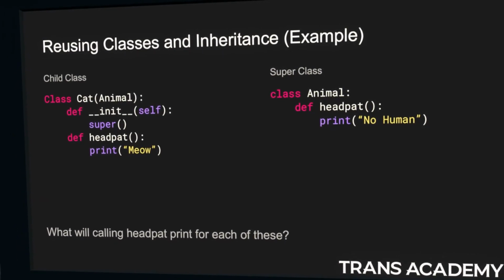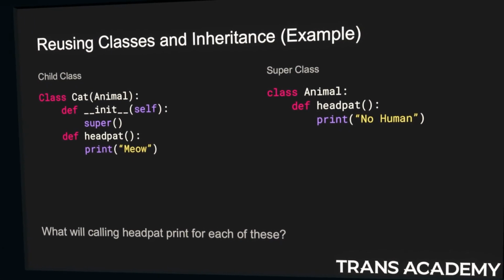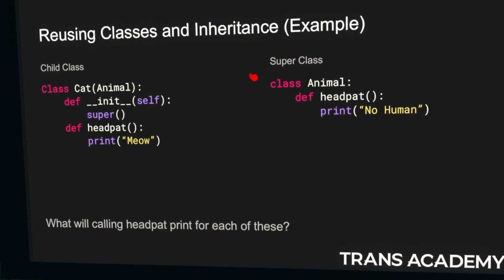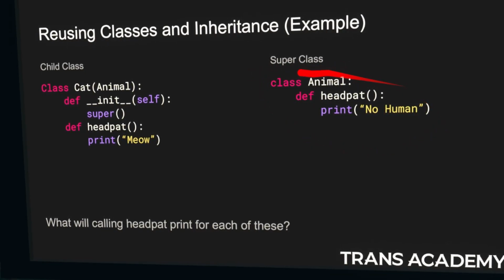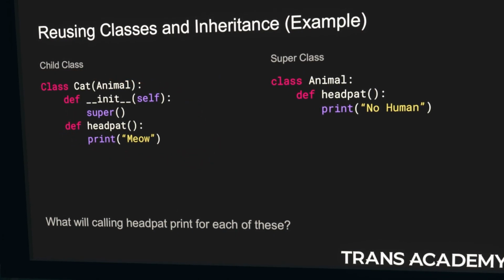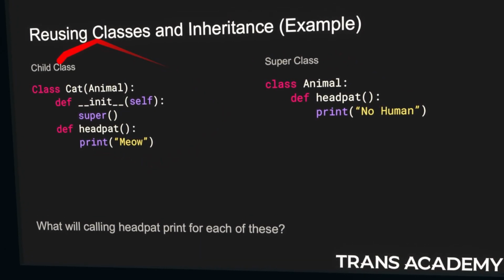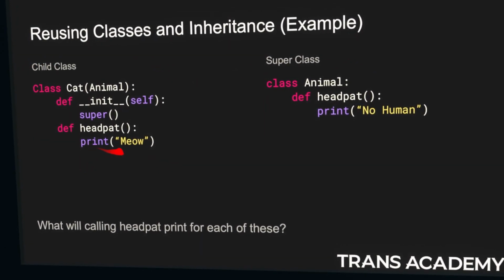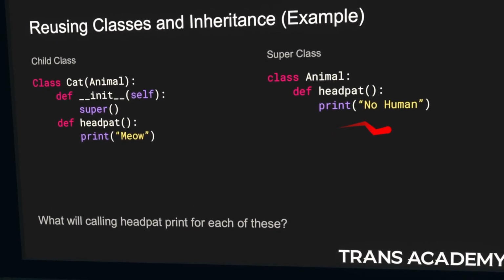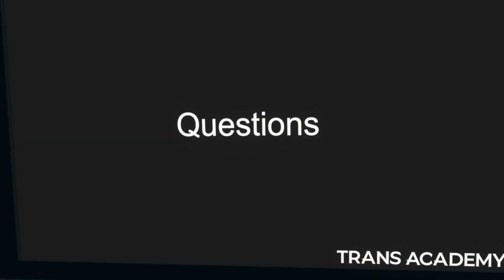All right, this is a fun one. Over here, we have two classes. We have a class referred to as animal, and we have a child class referred to as cat. Cat is inheriting from animal. Because it is inheriting, when we call the headpat method on cat, we are going to print meow. If we were to call the headpat method on animal directly, it's going to say no human, because most animals don't like being pat on the head.